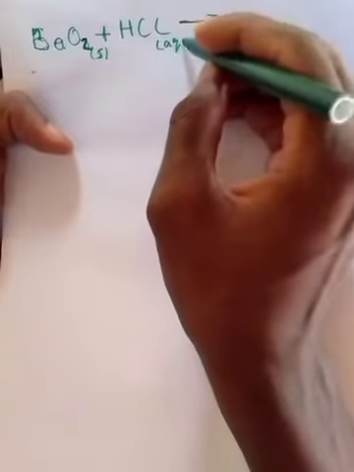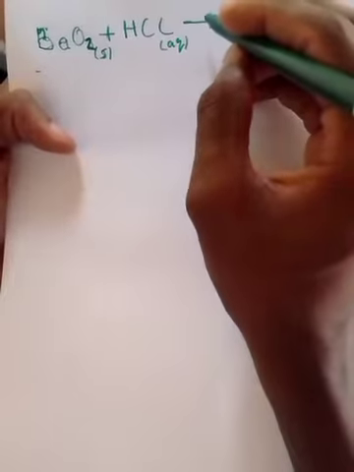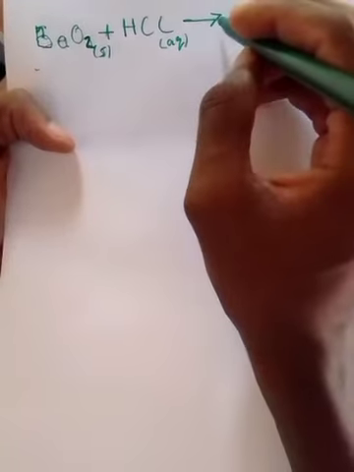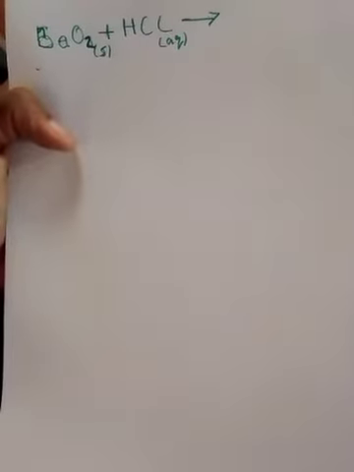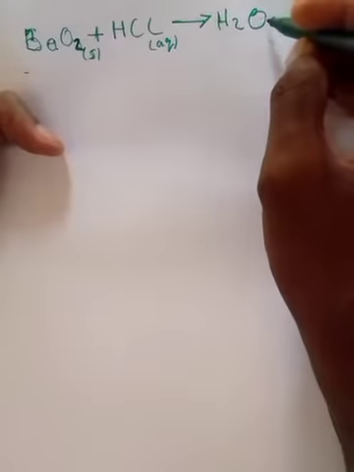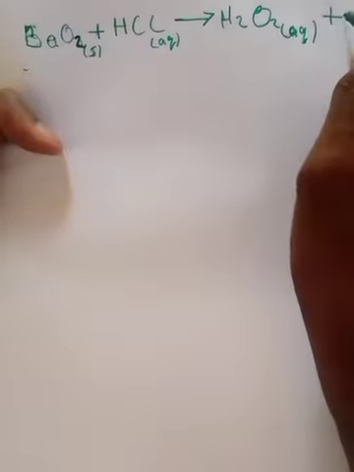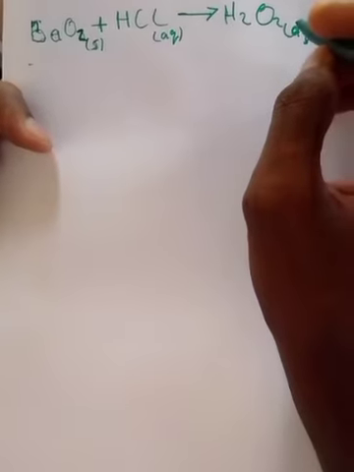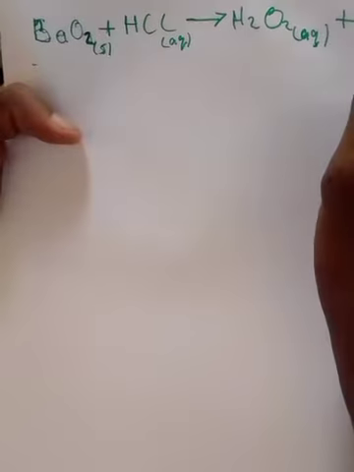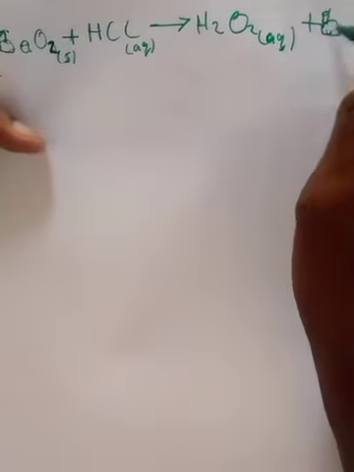Okay, and then they have said that they reacted to give us the hydrogen peroxide, which is written like this: H2O2, and it is also aqueous. And then they have said that even barium chloride, which is just written like this, okay, so this is the equation.